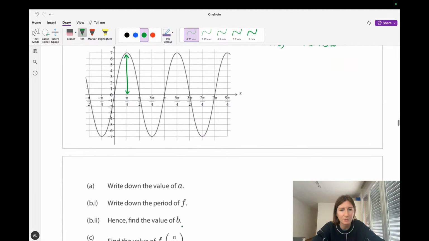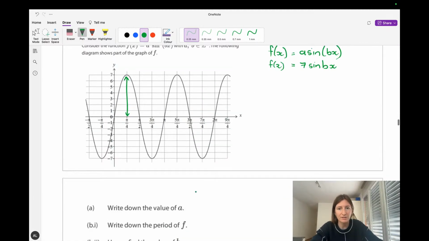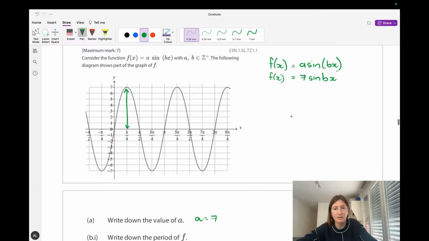Let's see our questions. Write down the value of a. There we go. We already did that. The amplitude, a equals 7. That was just our amplitude. Also, an exam tip, please, please, please double check that when they say a, it actually means the thing that they've given, because they could ask it like this. They could say, consider the function f of x equals, I don't know, b sine cx. They could change the variables, right? And so they say, write down the value of b. And you think, okay, b was the period. But actually, in this case, b is the amplitude. So just be careful with how they give it to you.